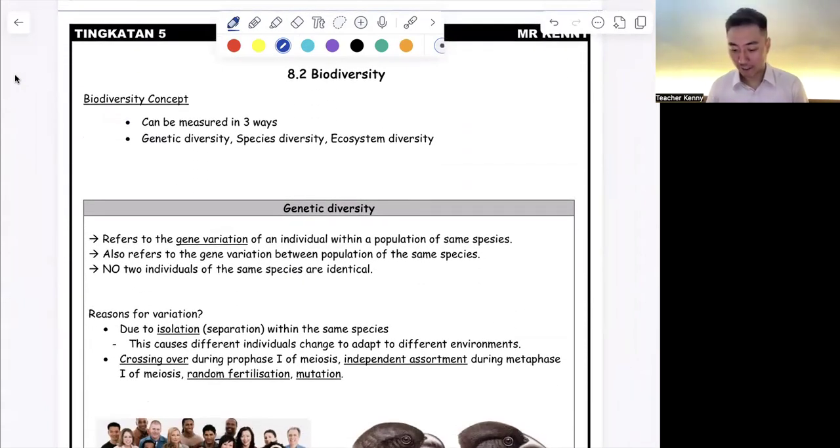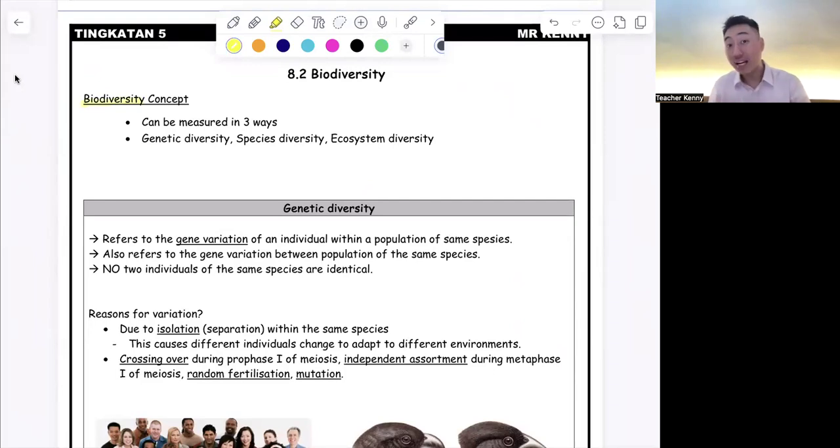So biodiversity. Last time in Form 2, you measured biodiversity, which means the variety of living things on Earth, right? Whether animals, plants, or microorganisms. So today, we are not going to go into grouping them like last time. Birds, amphibians, mammals, we are not going in that direction. We are going through how to measure it.